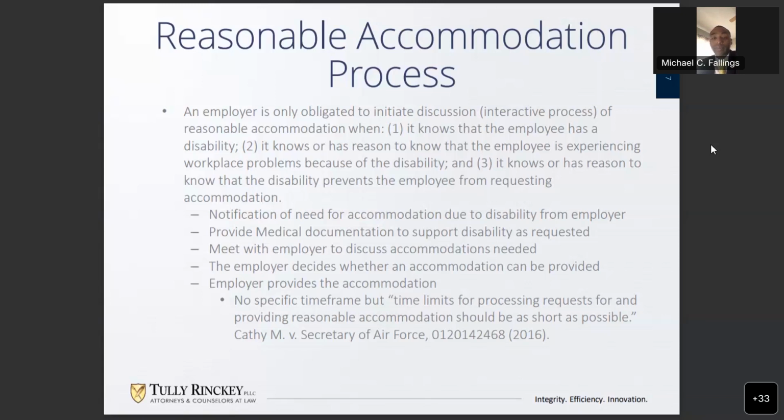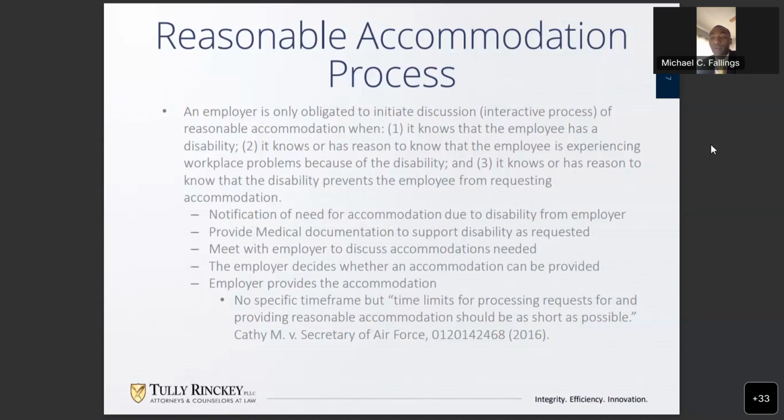Now, there is no specific time frame that the law provides for when an employer may or must provide an accommodation. However, the law does say, and case law does say, that the time limit for processing requests for and providing reasonable accommodations should be as short as possible. Often agencies have policies in place where they say that a reasonable accommodation request must be decided upon within 30 days or some time frame within their own internal policies.